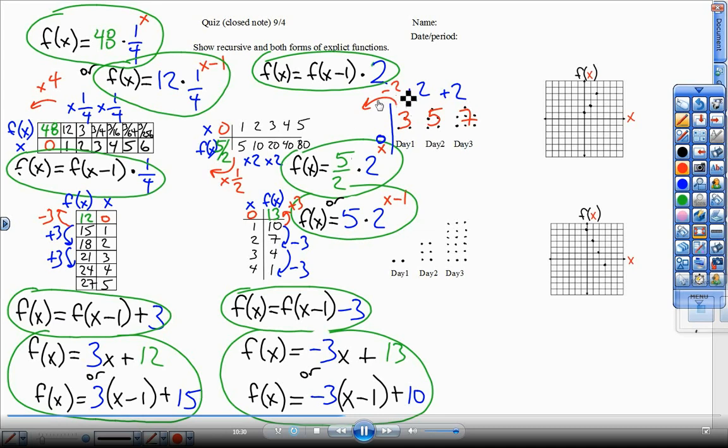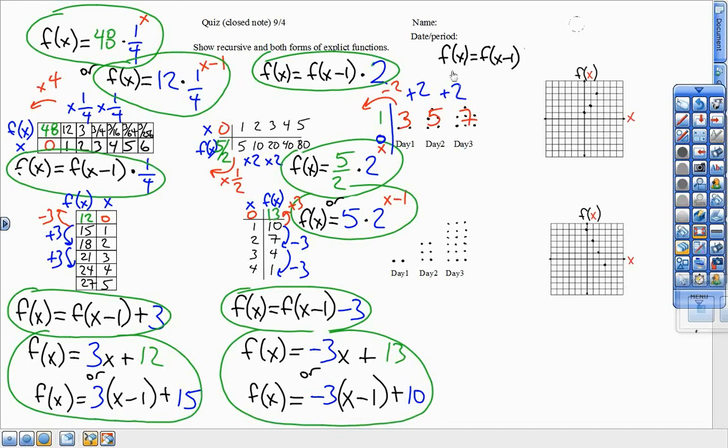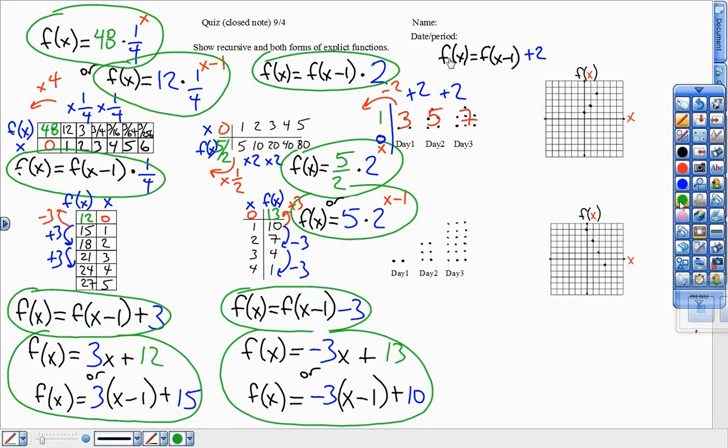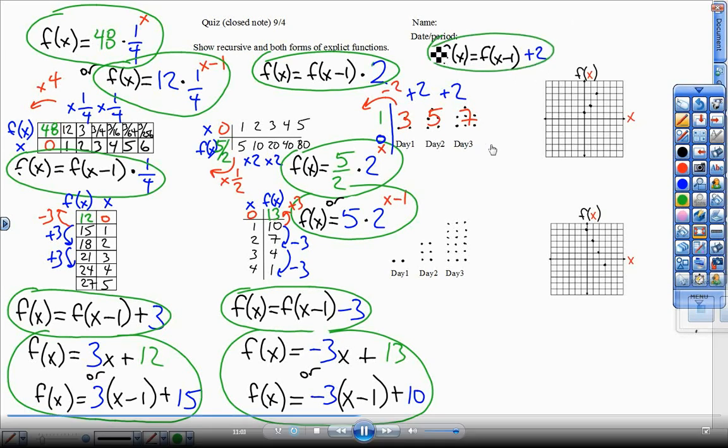Subtracting 2 gives me how many dots at day 0? So 3 minus 2 gives me 1. So at day 0, 1 dot. Plus 2 is 3, plus 2 is 5. The recursive form for this pattern of dots would be f of x minus 1 plus d, because it's arithmetic, adding. Replace that d with the number that it really is, which gives me f of x equals f of x minus 1 plus 2. So to find day 4, take the 1 before it, 7 plus 2, 9.